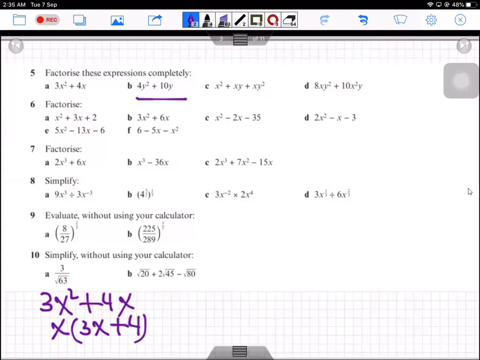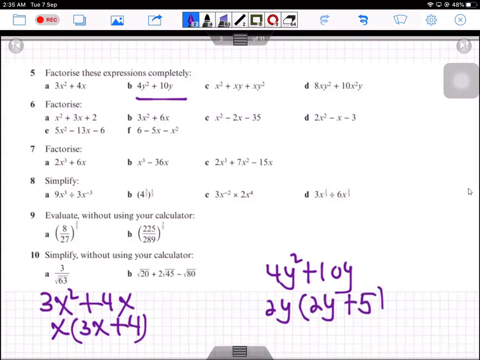Similarly, part B, 4y square plus 10y. So we know that 2 is also common and y is also common. So taking 2y as common multiplied by 2y plus 5. This is the most factorized form. All right, so 2y times 2y plus 5 is supposed to be your final answer.